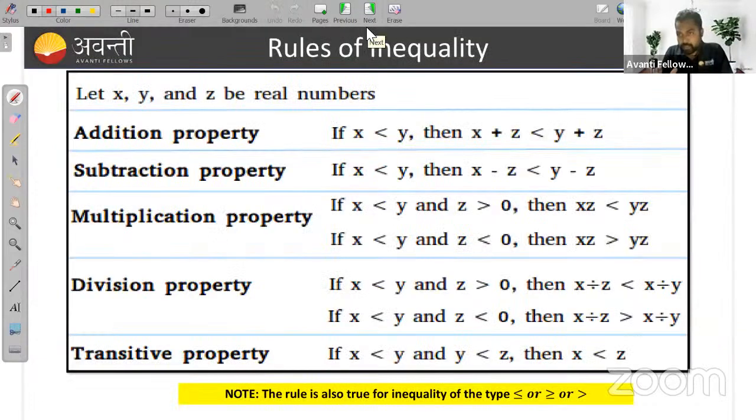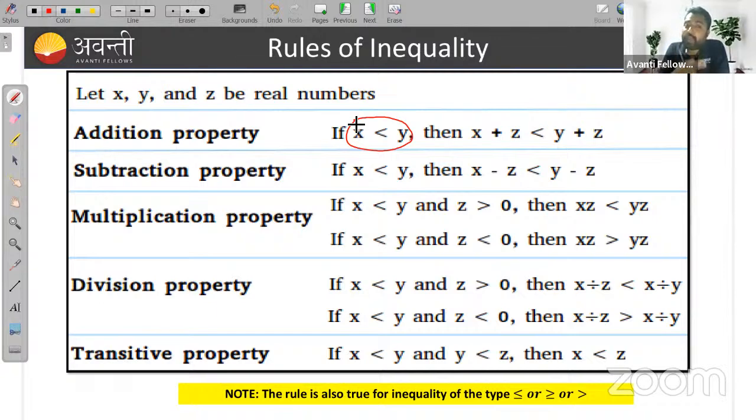Now we saw some rules of inequality. The first one is the addition property. What is that? If you have an inequality, x is less than y, and I ask you to add some quantity to both sides of this inequality, then the inequality will not be changed. The sign you have in the inequality will not change if you add the same quantity to both sides of the inequality. The sign of the inequality will not be changed.